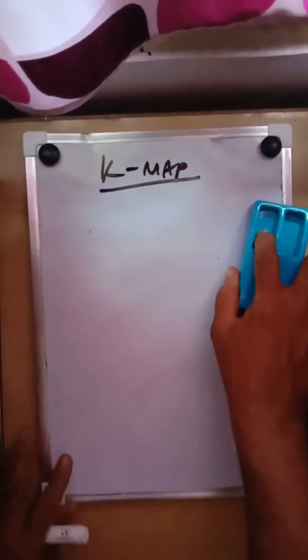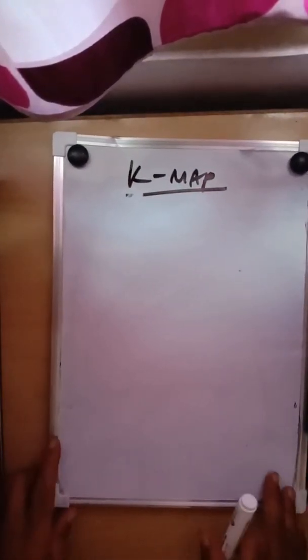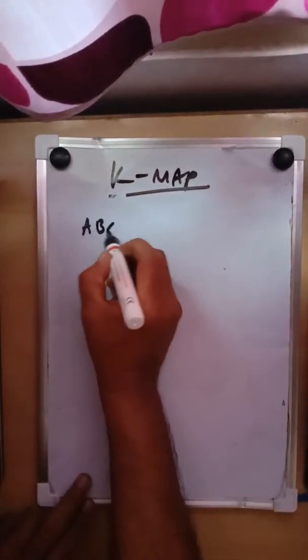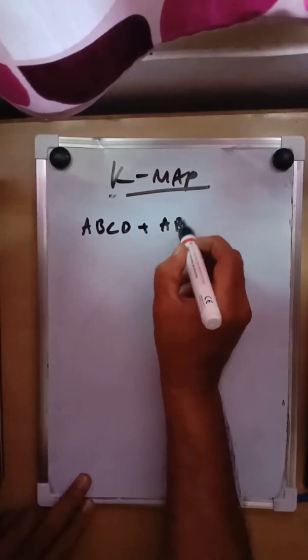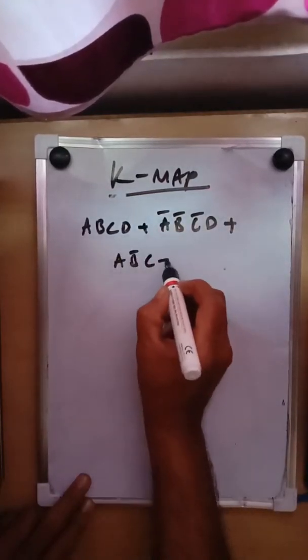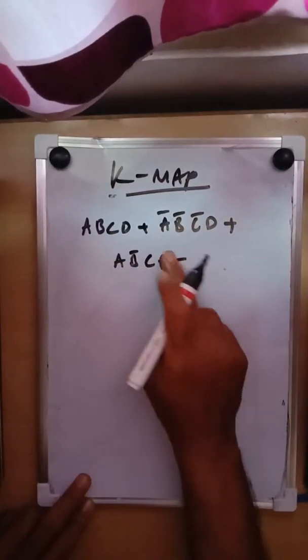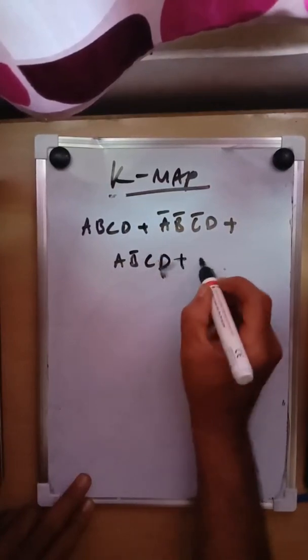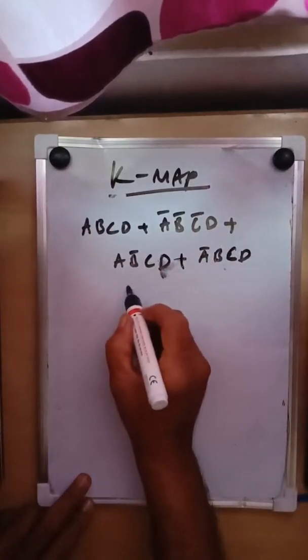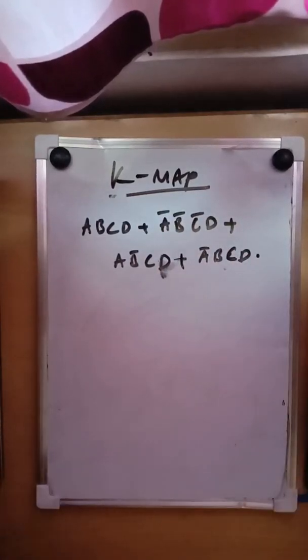Now let us move to the 4 variable function. Let us consider ABCD, A bar B bar C bar D bar, plus ABD, this is ABD, plus A bar BCD. And this is the function we consider.